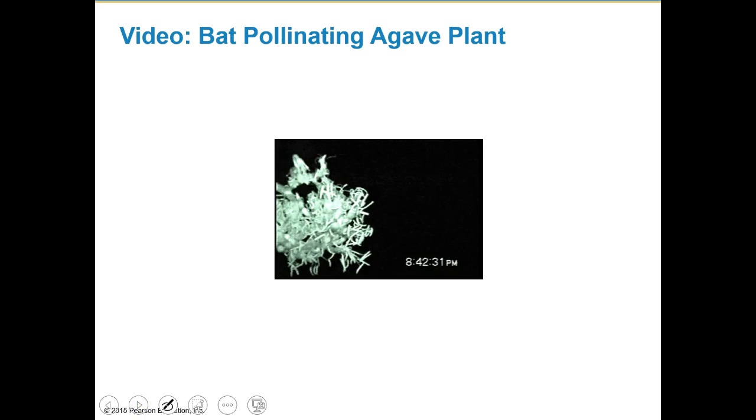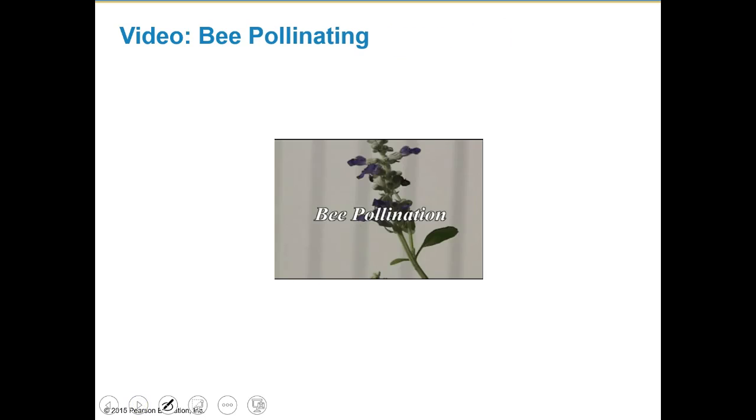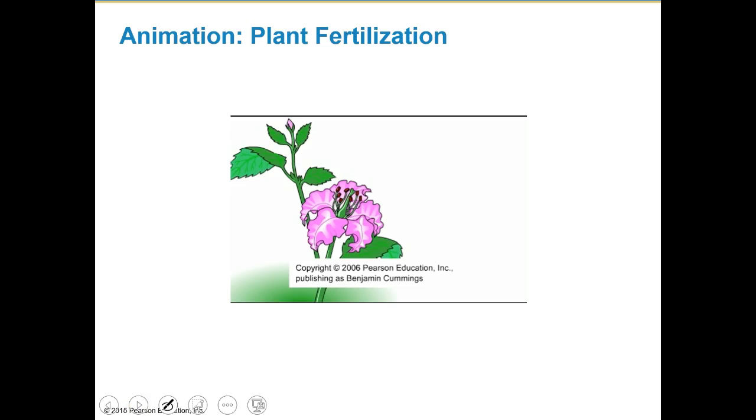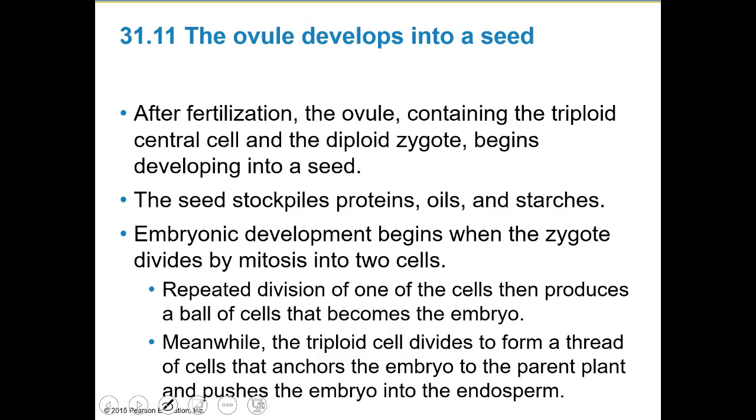All right, so we can look at this. There's a cool thing with a bat pollinating an agave plant. We can look at bee pollination, and we'll look at some videos of plant fertilization and how that actually works. So we've got the fertilization part of things, so this might be a good place to take a break and then come back.